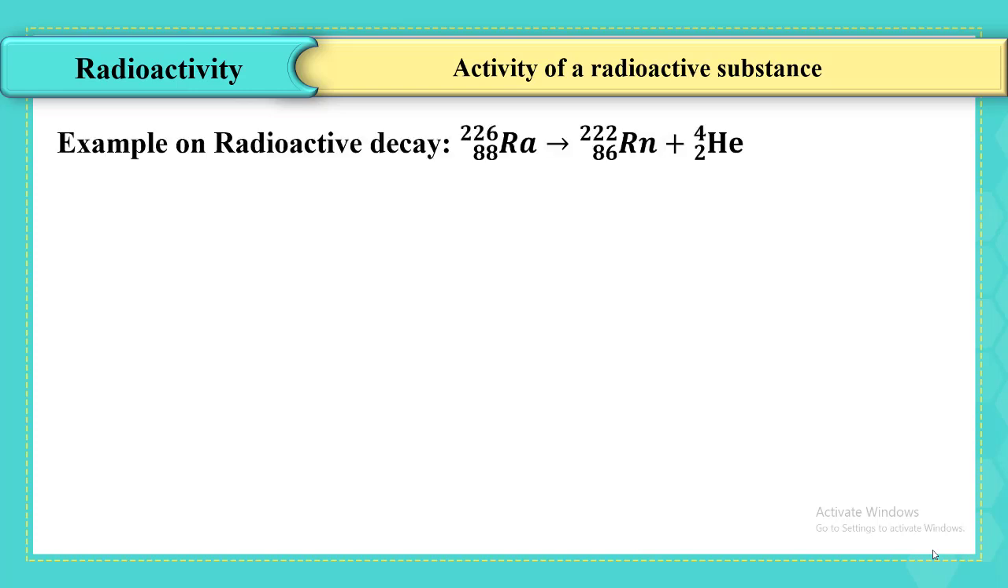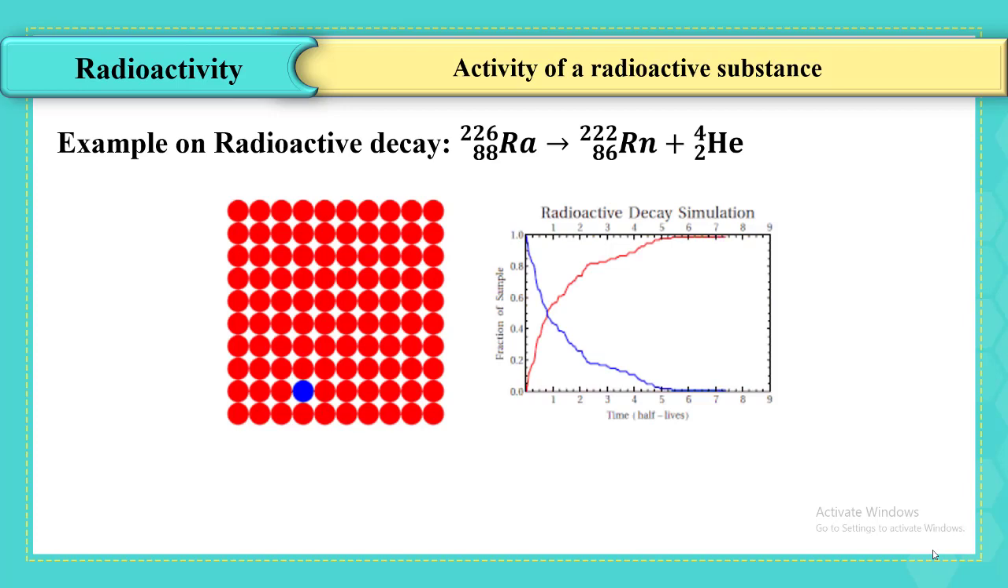Let's discuss the following example. We have a radium nucleus, an alpha type decay. It disintegrates into radon and helium. In this sample, we denote the radium nucleus by blue and the radon nucleus by red. We can see how the number of radium nuclei decreases exponentially while the number of radon nuclei also increases exponentially. The rate of variation of the number of disintegrations of the nuclei is defined as activity.